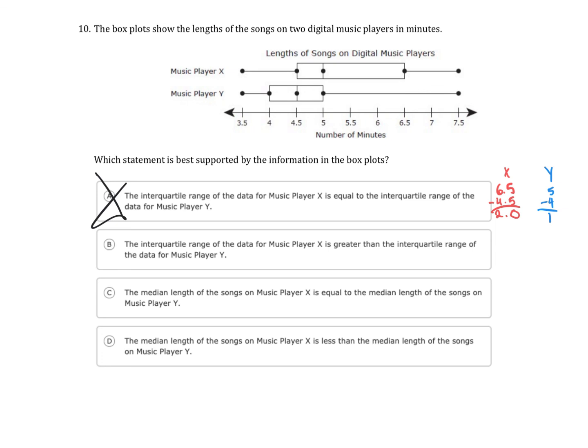C says the median length of the songs on music player X is equal to the median length of the songs on music player Y. So again, the median is that line down the middle of the box. So the median for X was 5, and the median for Y was 4.5. So since X is not equal to Y, C cannot be our answer.